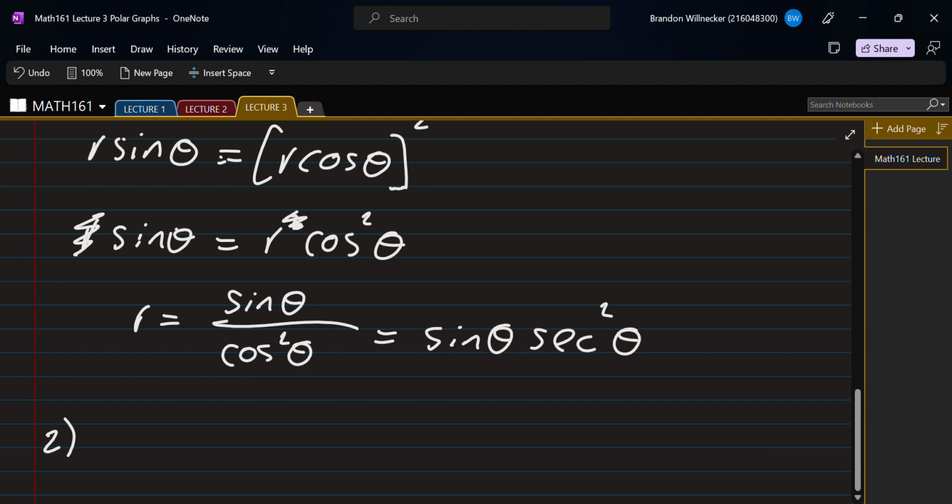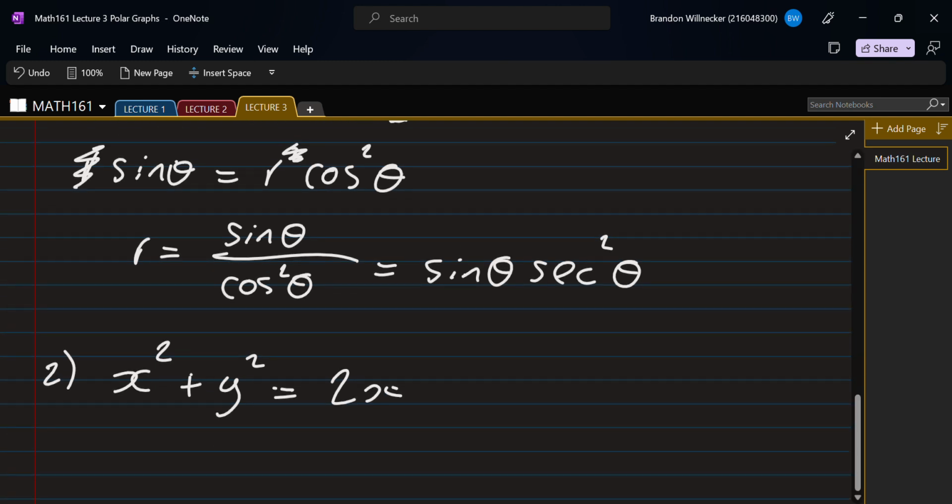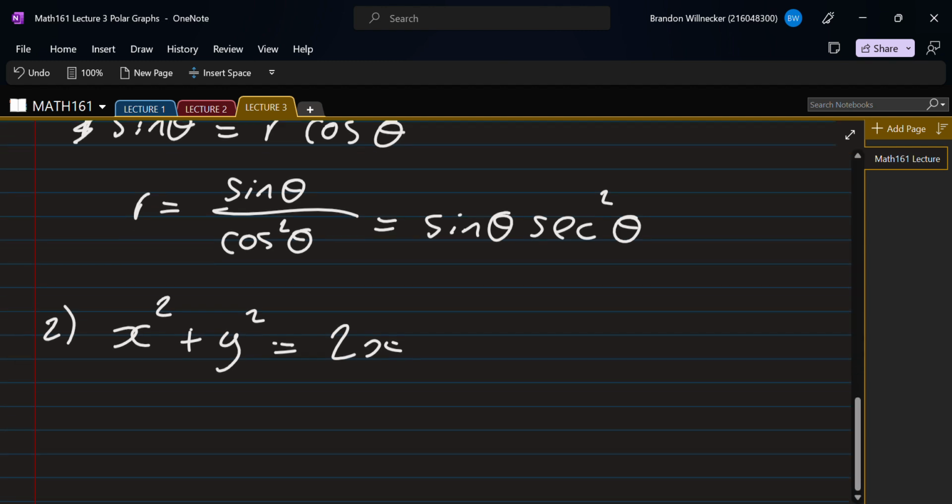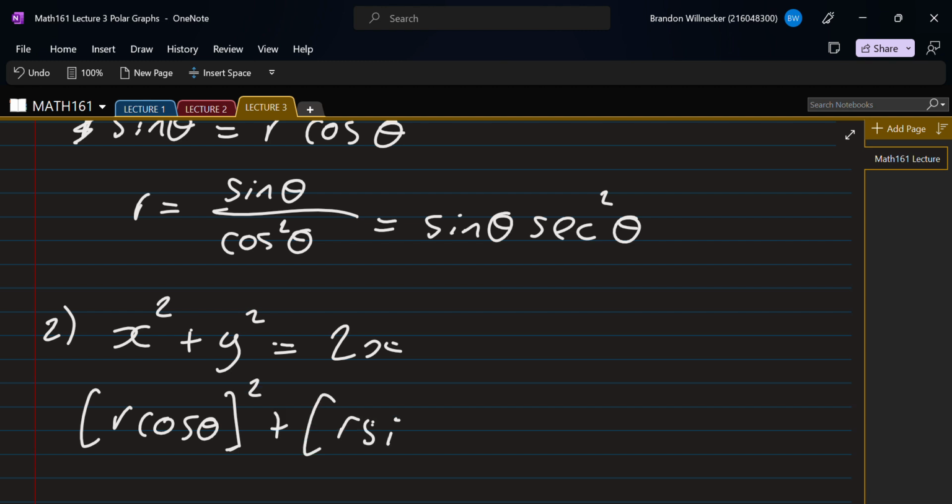Okay, let's look at something else. Number 2, let's say we have x squared plus y squared is equal to 2x. Okay, so this is some type of circle, but it's been shifted a bit. You can use completing the square to show that it's a shifted circle. But what we want to do is rewrite this in polar form. So again, we make those replacements. So x becomes r cos theta, y becomes r sin theta, and again x becomes r cos theta.